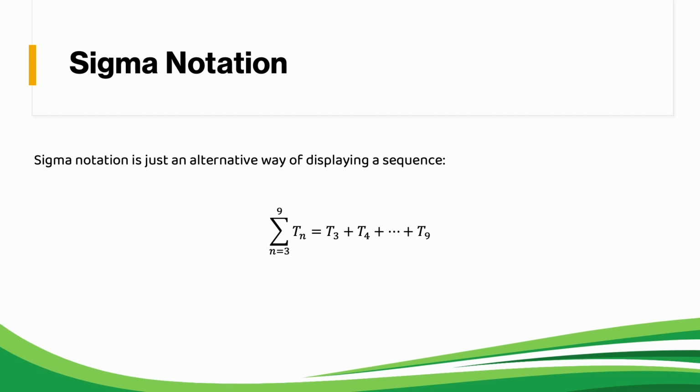To read this example correctly, we must know that the number on top of the Greek letter sigma, in this case 9, is the term that the sequence is finishing at, while the term at the bottom is the term that it starts at. So in this sequence, we see that n equals 3, so we start at the third term. We also see the sequence finishes at the 9th term, so we finish at T9.